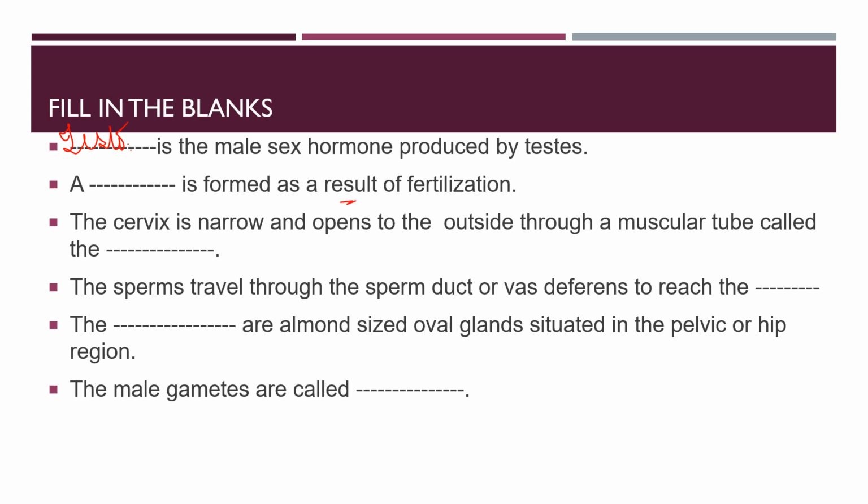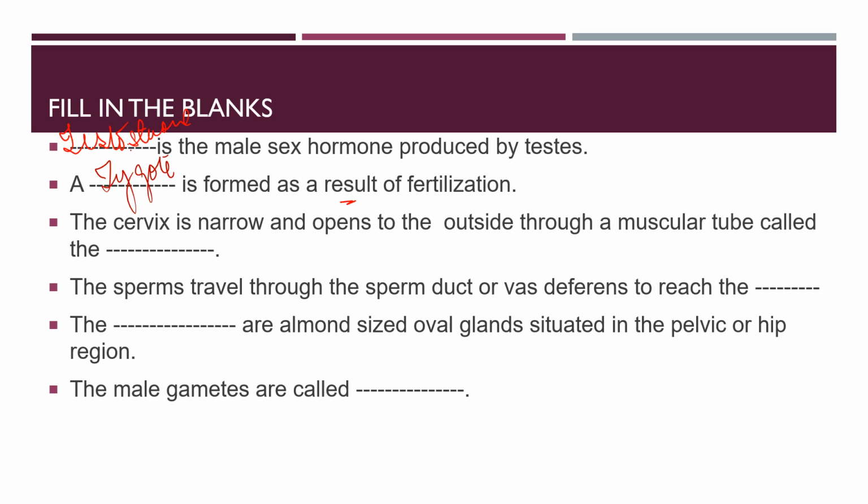Now the next one is, a dash is formed as a result of fertilization. So what is formed as a result of fertilization? When the male and the female gamete fuse together, what is formed? So we all know that zygote is formed.